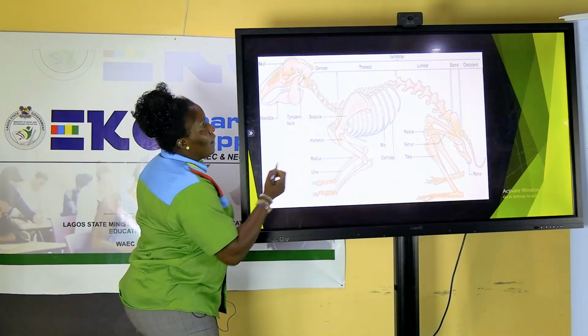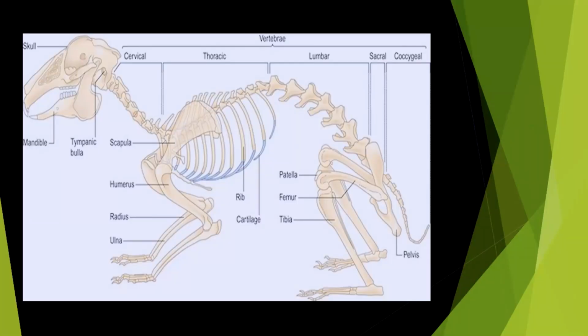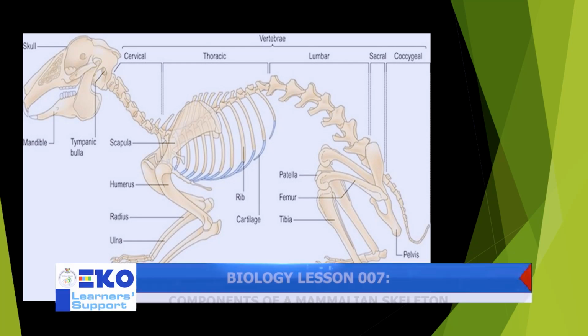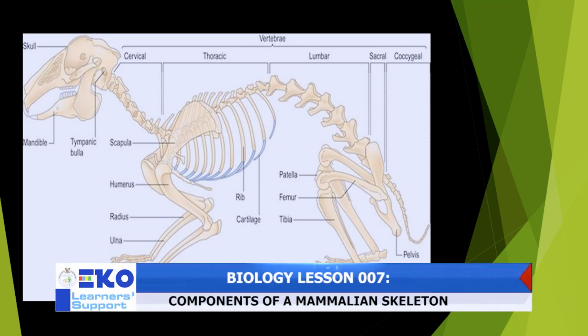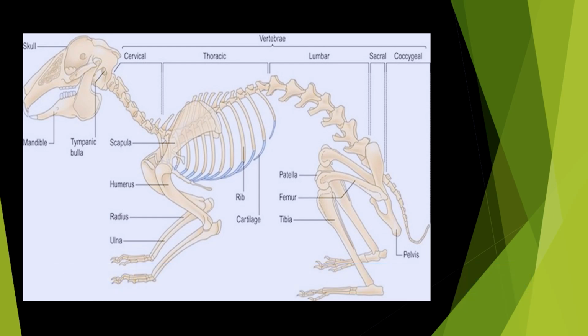Let's quickly go back to our diagram. As we said earlier, the cervical vertebrae are found in the neck region. You can see it here. The thoracic vertebrae can be found in the chest region. Then the lumbar can be found in the upper abdomen. The sacral can be found in the lower abdomen, while the caudal is found in the tail region.